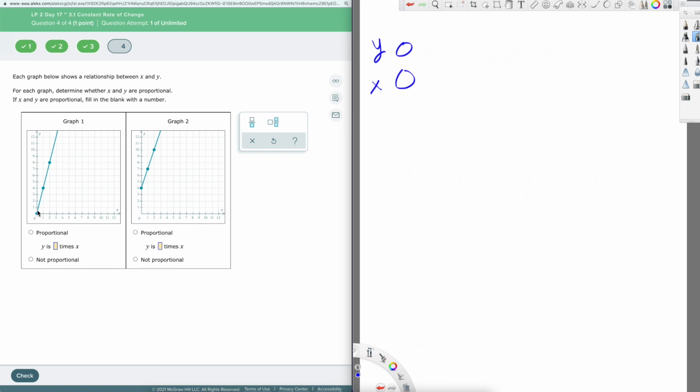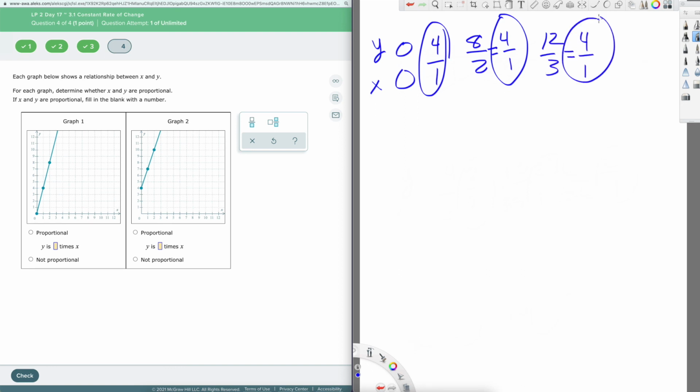0 over 0 is undefined. But we have 1 and we have 4. So 4 and 1, which just stays 4 and 1, right? That doesn't reduce. The next one is going to be 2 and 8, and I'm putting them backwards, 8 over 2. So I can divide by 2, and I get 4 over 1. So these match. Even though the 0, 0 doesn't have a proportion that matches, that's fine. I could even go to the next one, up here to 12, that's crossing at 3. If I had 12 and 3, that would reduce to 4 and 1 again. Yay! So the proportion does work on this one. So this is proportional, and y is 4 times x.